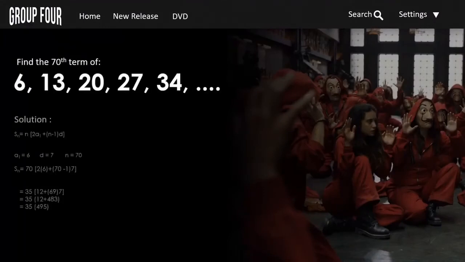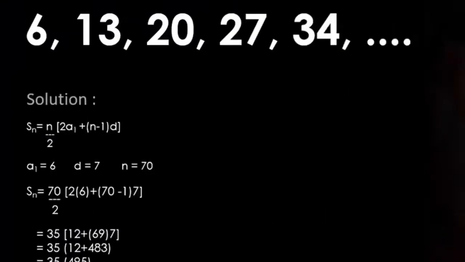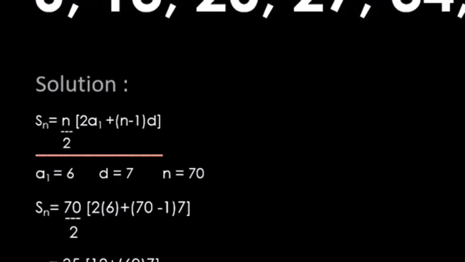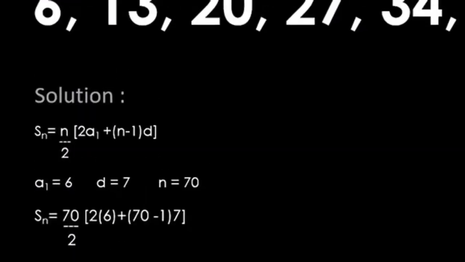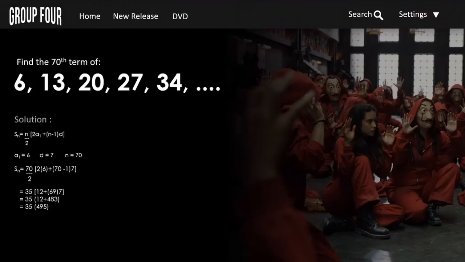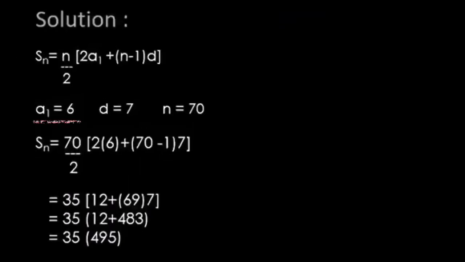The formula of Arithmetic Series is S sub n equals n over 2 times the quantity of 2 times a sub 1 plus n minus 1 times d. So the given for number 1 is 6, 13, 20, 27, and we need to find S sub 70. Determine the a sub 1. So the first term is 6, so a sub 1 is 6.